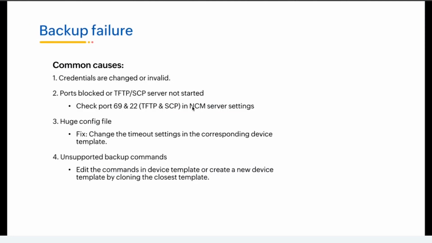And during backup, here are some of the common causes that could cause a backup failure. One is that the credentials are changed or invalid, then a backup failure could occur. If the ports are blocked or the server, which is the TFTP or SCP server, has not started, then backup failure could occur. If it's a huge configuration file, you can change the timeout settings of the device template and you can try the backup.